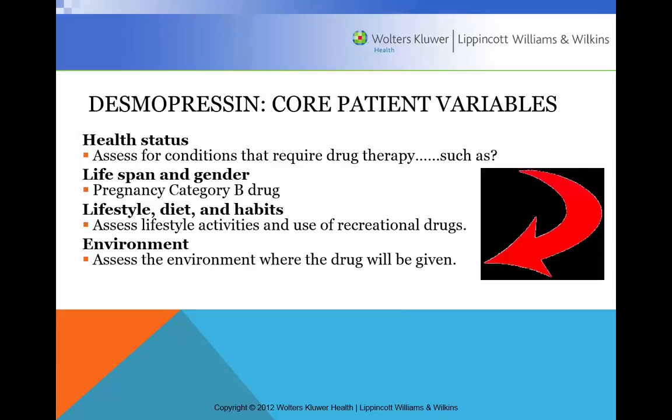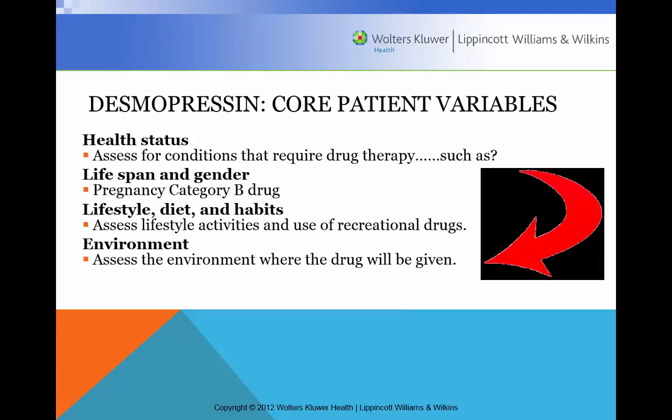And with children, safety and efficacy of the parenteral version in children less than 12 years of age have not been established, as well as the intranasal version in infants less than 3 months of age. Infants and children require careful fluid intake restriction to prevent possible hyponatremia and water intoxication, which can cause seizures in children. So there are some lifespan and gender things there with children that we need to be careful with. Again, I'm talking about the pregnancy category on this one.